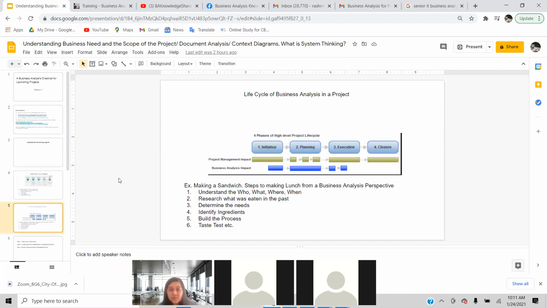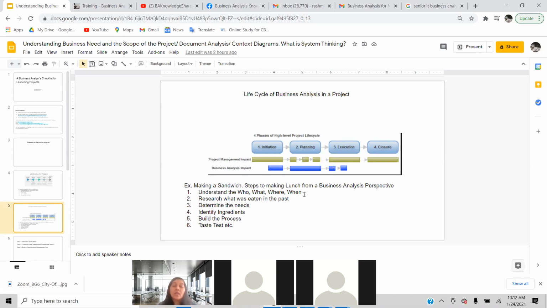As a business analyst, right? What does it mean for you in that whole project life cycle, in that whole planning process? Well, let's see what it means. Number one, a BA, a business analyst, will be part of the initiation, right? And how are they involved? They help a project manager to understand the who, the what, the where, the when.